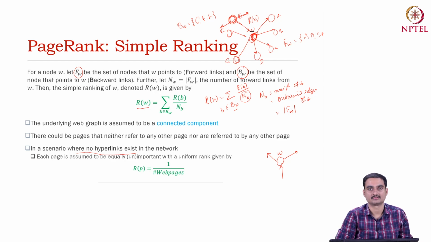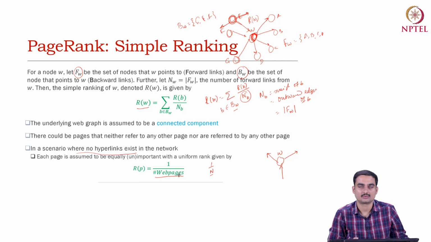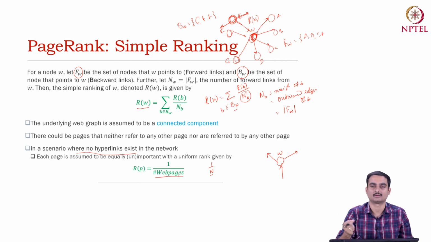So for those pages which do not have any inward, inbound edges, we assume that they have some non-negligible importance, which is 1 by n. What is n? N is the total number of web pages present in the graph. So if there are say 1000 web pages, all the web pages initially would get 1 upon 1000 prestige. Therefore, for those nodes which do not have any inward edges, they would also get some importance in terms of 1 by n.